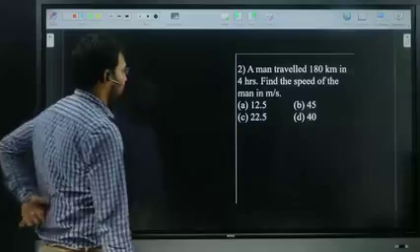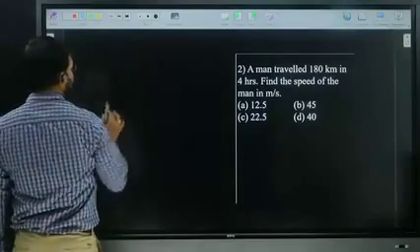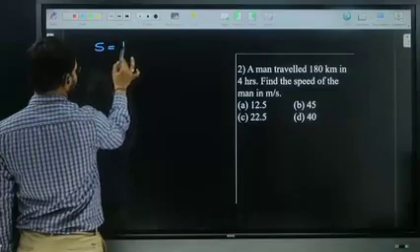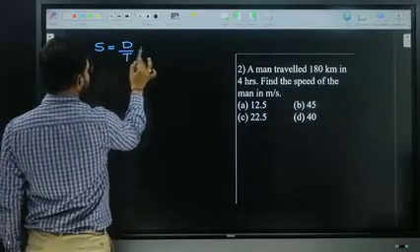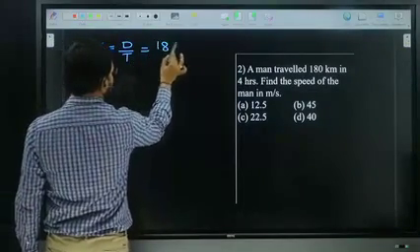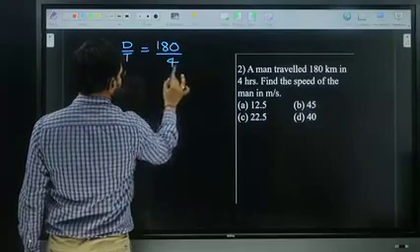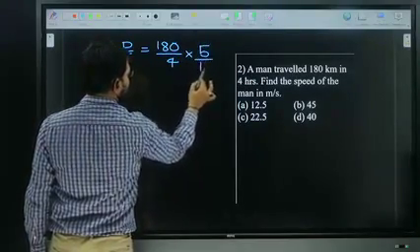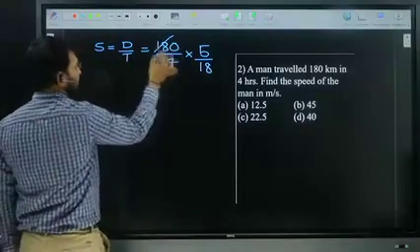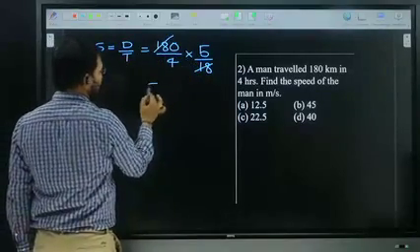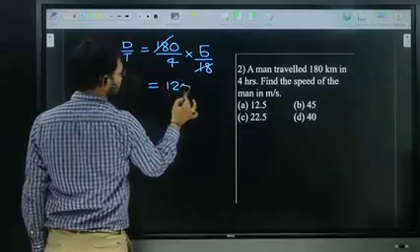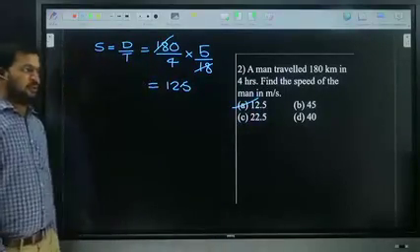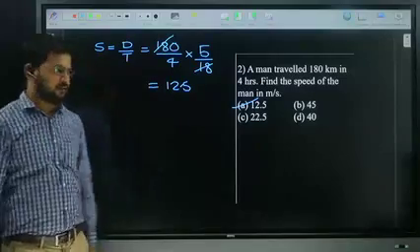12.5. So look at me. 180 kilometers per hour... they're asking speed. I already told, speed is nothing but distance by time. Distance is 180 kilometers, in 4 hours. They're asking in meters per second, so we need to multiply it with 5 by 18. 18 gets cancelled. 50 by 4 is 12.5. Our option is A. All of you okay? Very good.